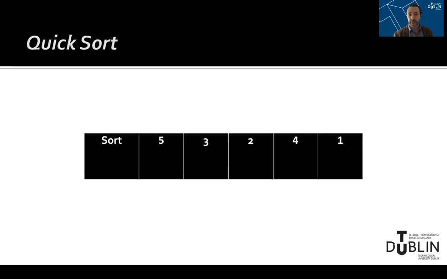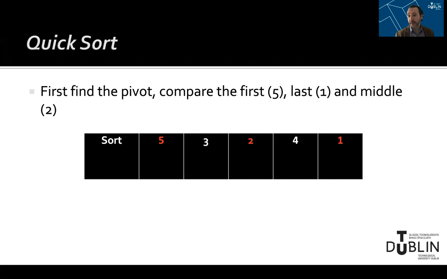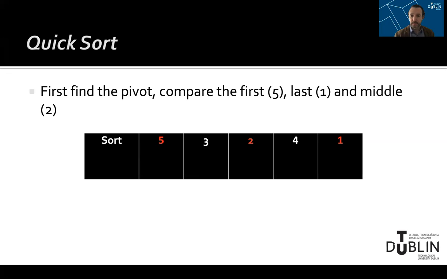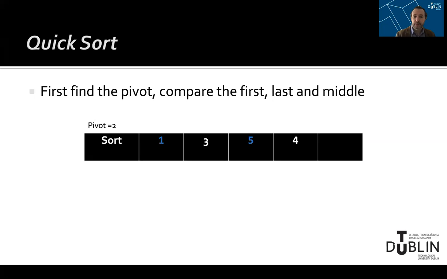Now, how does quicksort work? If you have a list of numbers, there are many different ways of choosing a pivot. The one I'll talk about here, and I'll talk about a different one later, is you take the first number, the middle number, and the last number, and you find which of them is in the middle. Here, the first number is 5, the last number is 1, and the middle number is 2 in our list. Everything should pivot around the middle number. So the pivot is 2.